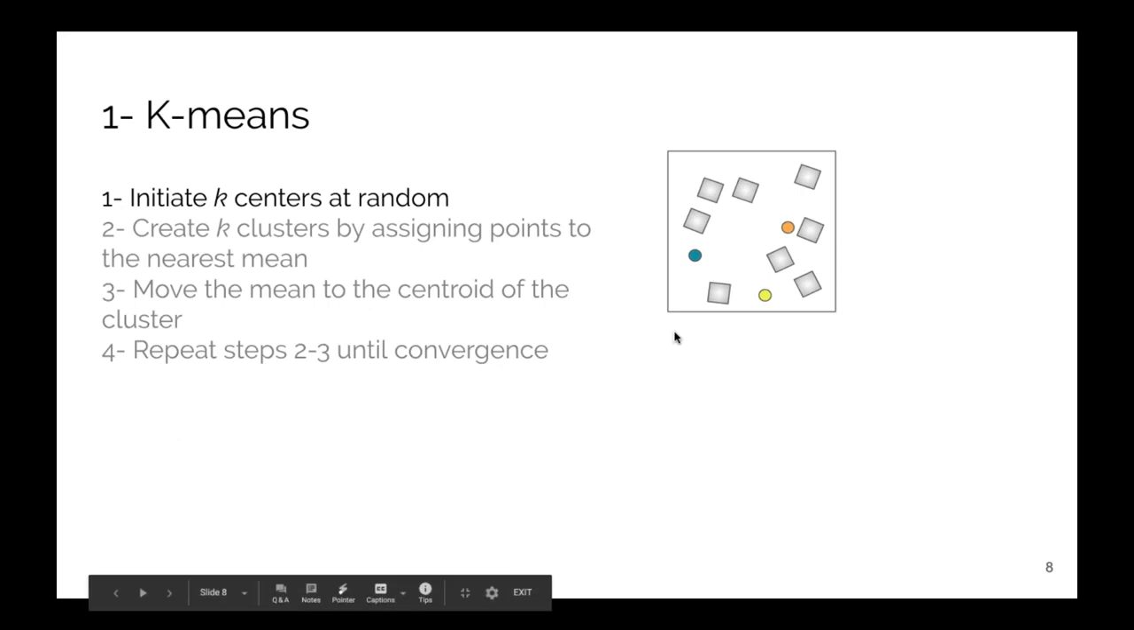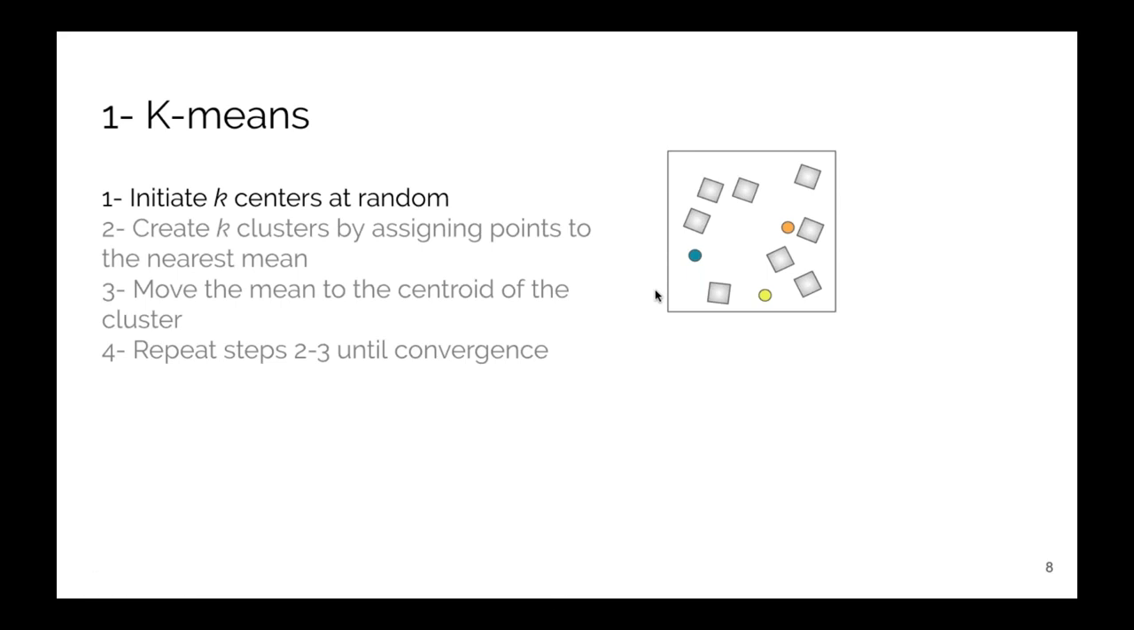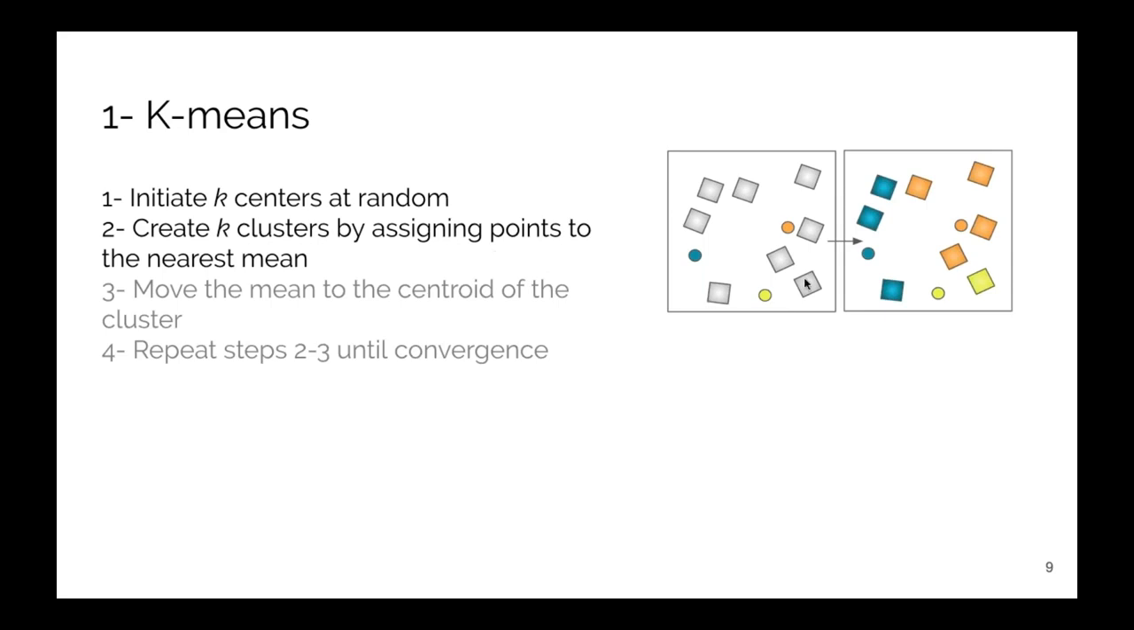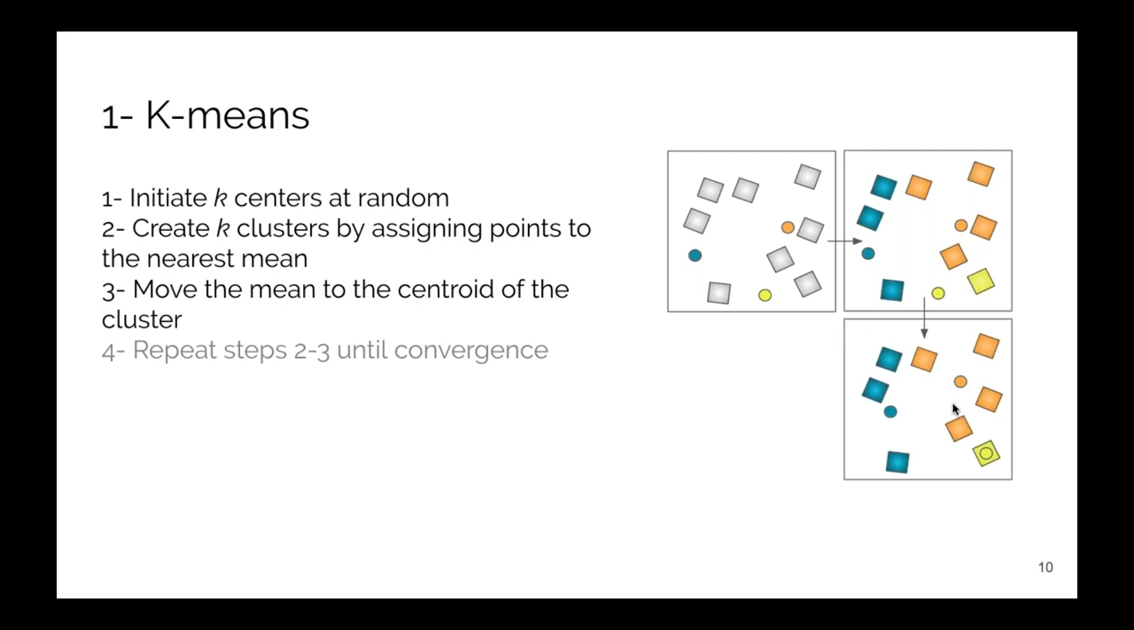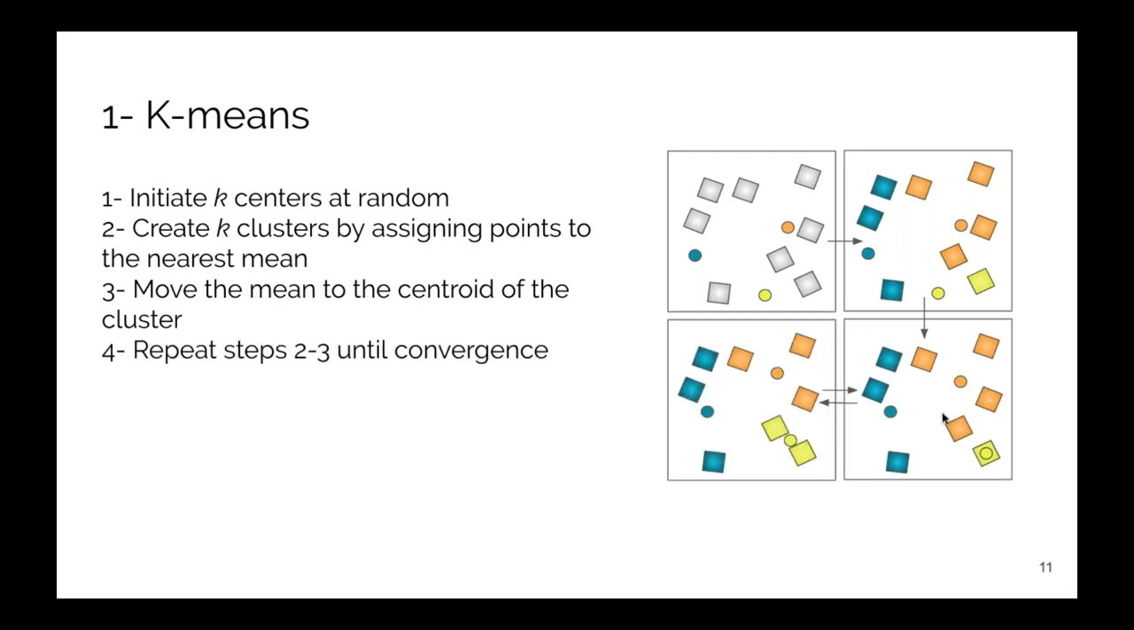The first method I want to mention is k-means, which is probably the most popular clustering algorithm that is out there. And k-means is basically a four-step algorithm. We'll initiate a number of centers at random, k being the number of centers. So in the example that I'm showing here, we'll have three centers initiated at random. And then we'll create the k-clusters by assigning the points to the nearest mean, so measuring the distance between each point to the mean and saying this one is the closest, so it belongs to the blue cluster. These ones are closer to the orange one, so they belong to the orange cluster. With this, we move the mean to the centroid of the cluster and just repeat this step until convergence.